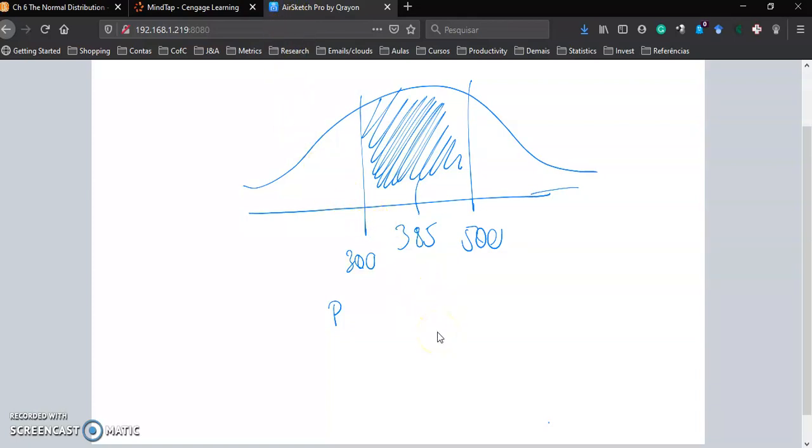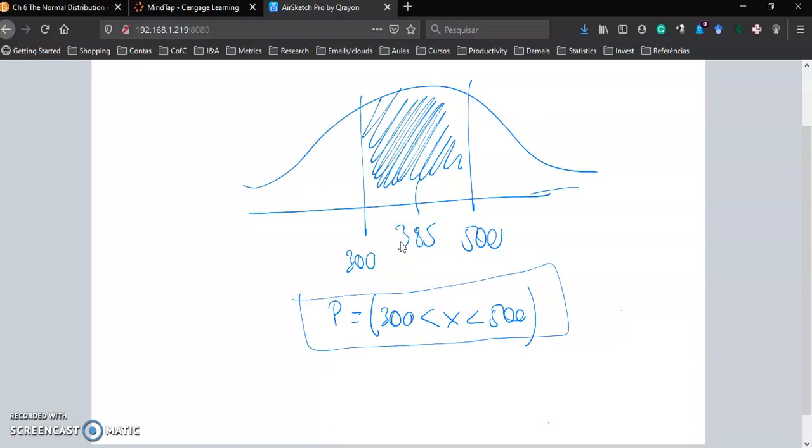Let me see if it shows up. It takes some time to communicate. So this is how I use the notation. What's the probability that I have a value that is higher than 300 but smaller than 500, which translates into drawing a normal distribution like that, and then we use Excel to solve this problem.